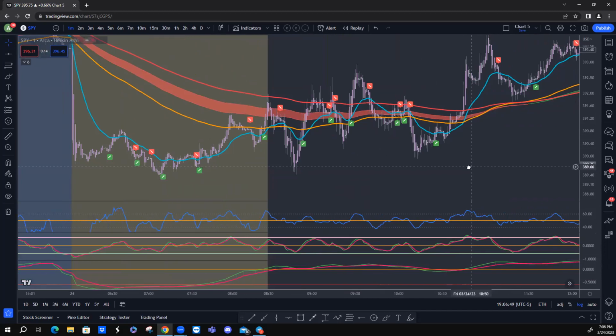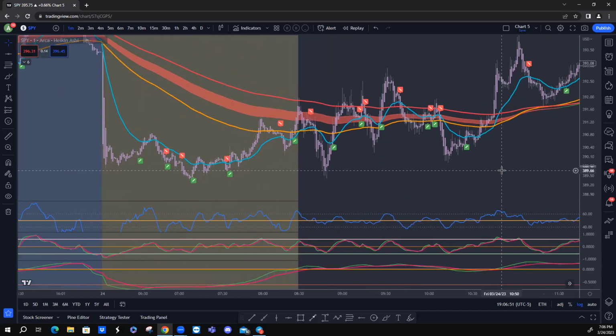So, and for me, when I trade divergences, it's fairly simple.